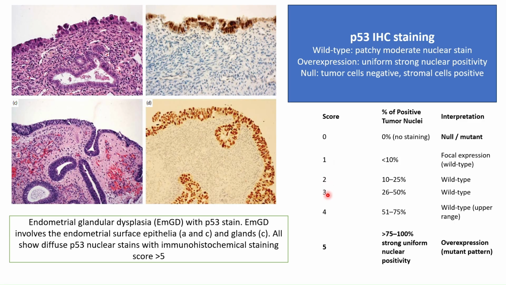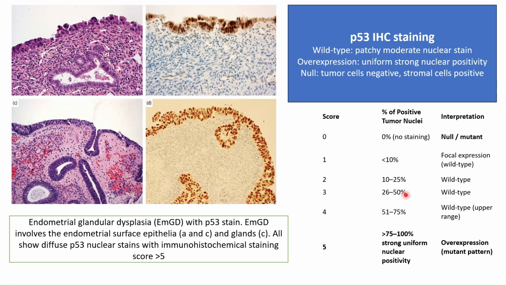So this is a 0 to 5 score. We have to see positive tumor nuclei and interpret. So 0% means no staining, that is null or mutant phenomenon. Less than 10%, 10 to 25%, 26 to 50%, 51 to 75%.